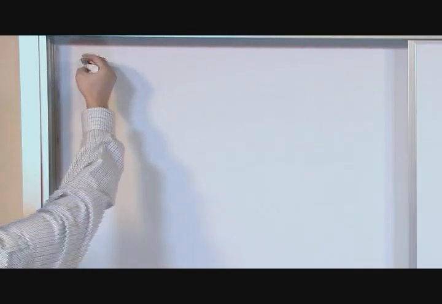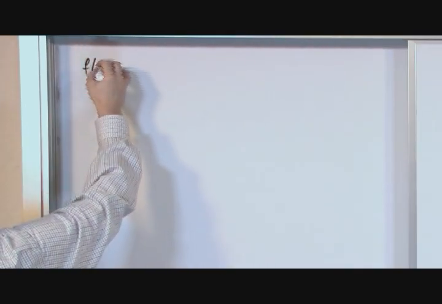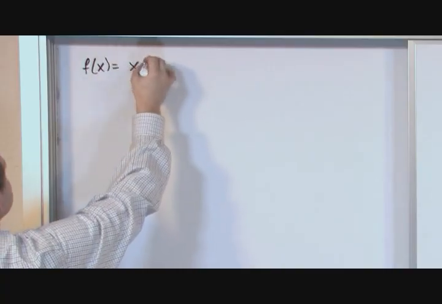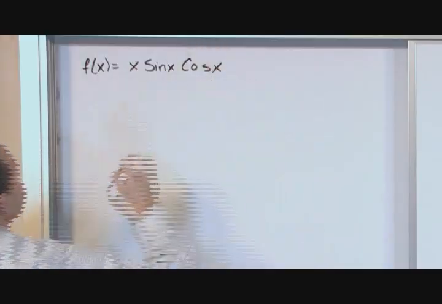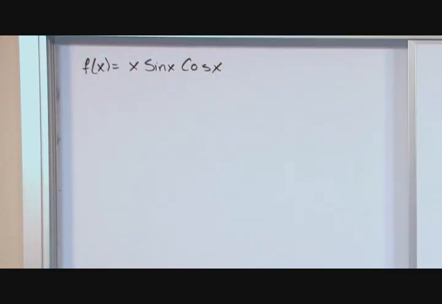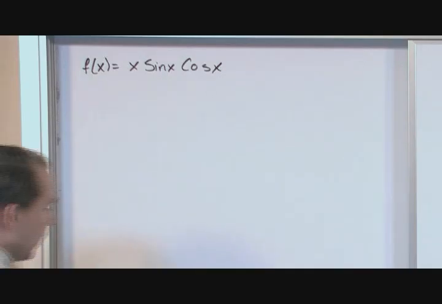Let's say we have the following function. F of x is equal to x times the sine of x times the cosine of x. And we want to take its derivative. Now at first glance, if you saw this on a test and you never really tried a problem like this, you might say, whoa, challenge problem.